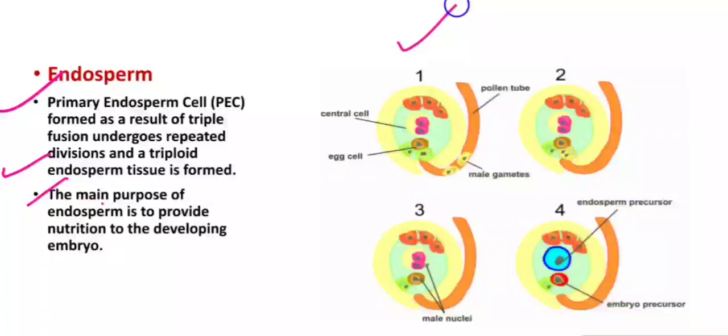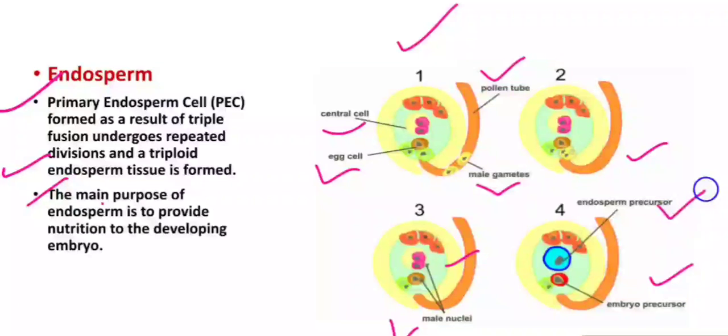Here in the diagram you can see two male gametes in the pollen tube. One male gamete, here this is the female gametophyte, egg cell and central cell. Male gametes are guided to the egg cell and central cell. Here the male nuclei, one is towards the egg cell, the other is near the central cell. When the first fusion takes place, the zygote will form, which will convert into an embryo. Therefore it is written embryo precursor. And when the second male gamete fuses with the central cell, it will form the endosperm precursor.